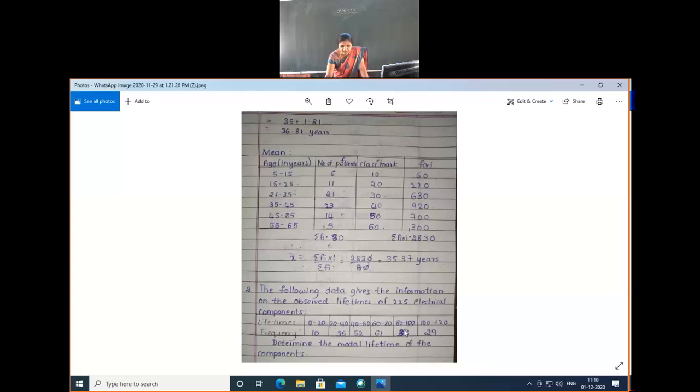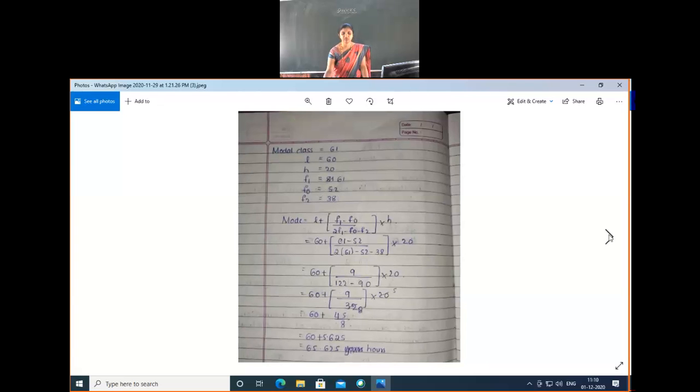F0 is 52. Then here F2 is this one. What is this value actually? F2 is 38. Is that clear? Then substitute: mode is equal to L plus (F1 minus F0) divided by (2F1 minus F0 minus F2) into H. The substitution you all know, no?